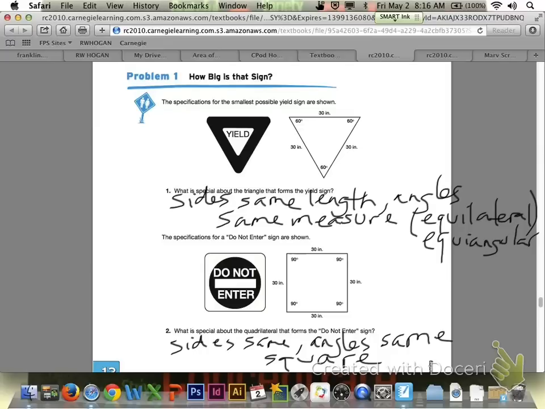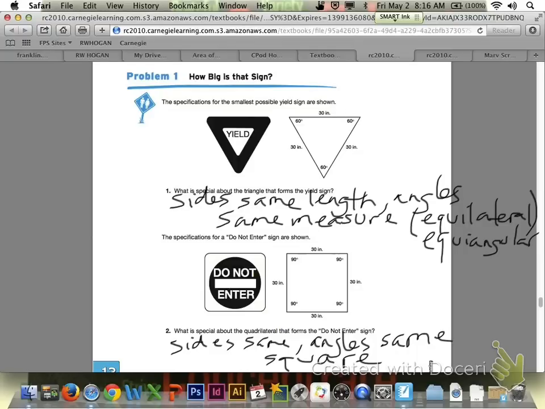If you take a look at the yield sign for number 1, what is special about that triangle that forms the yield sign? Hopefully you can see that the sides of the triangle are all the same length and the angles of the triangle are all the same measure. We would call that triangle equilateral and also equiangular.